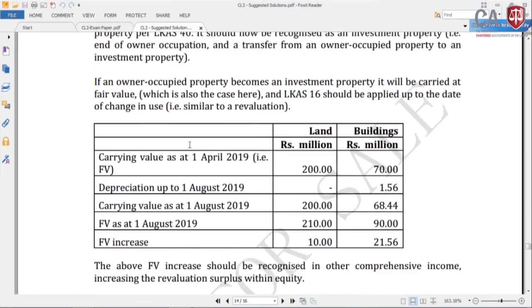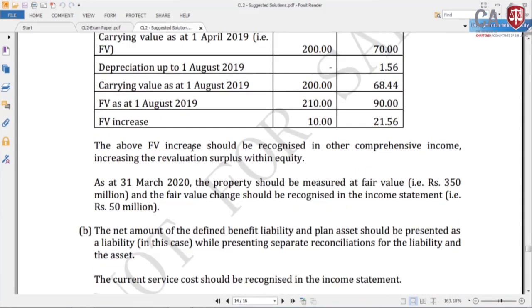So, the calculations I did in T accounts are given here. The fair value increase should be recognized in other comprehensive income, as an increase in the revaluation surplus within equity. As at 31st March 2020, the property should be measured at fair value, 350 million rupees, and the fair value change should be recognized in the income statement, 50 million, right.